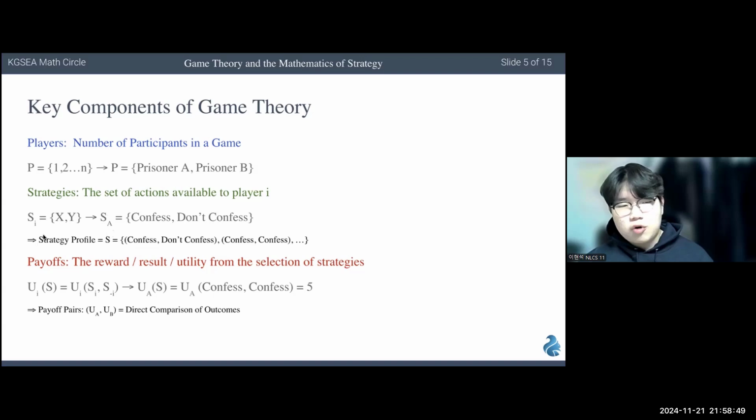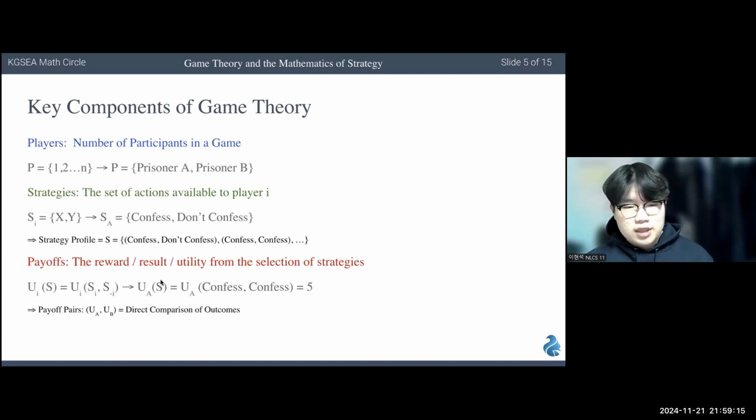The strategy profile is another notation that shows all the combinations of possible strategies for all players. For this particular situation, it would be, for example, confess, don't confess, meaning A confesses and B doesn't confess. Confess, confess means that A and B both confess, and it goes on to represent all the possible combinations that could come out of the situation.